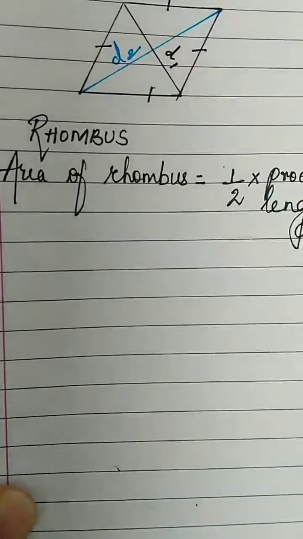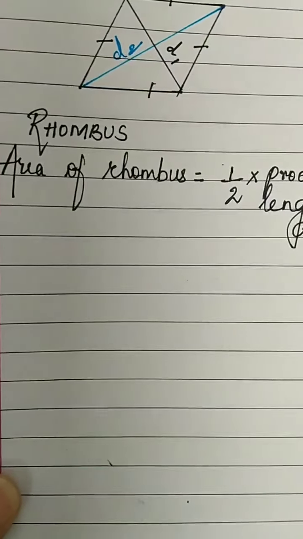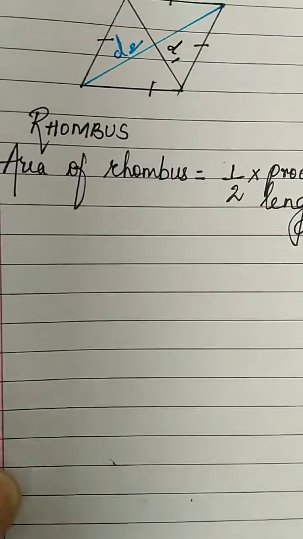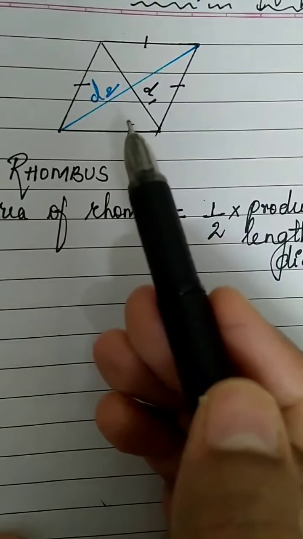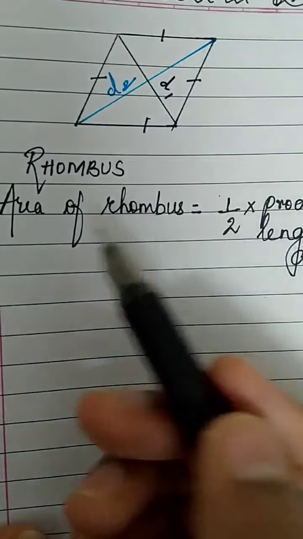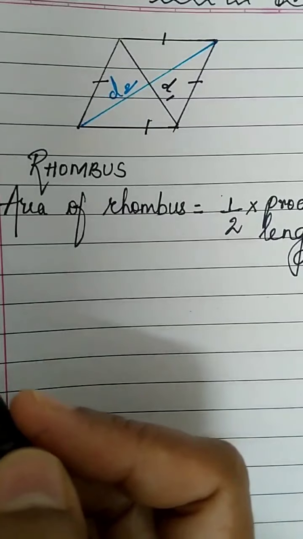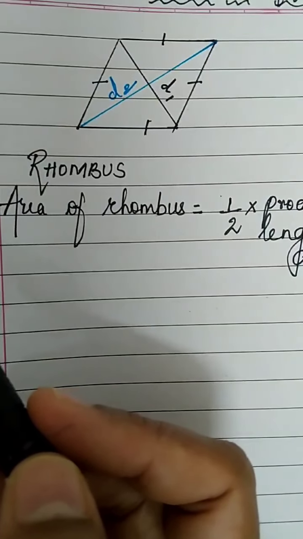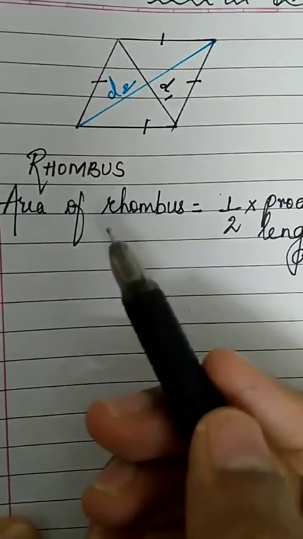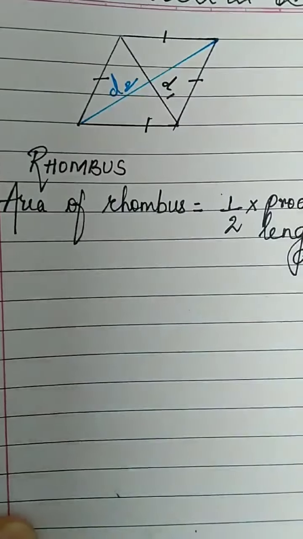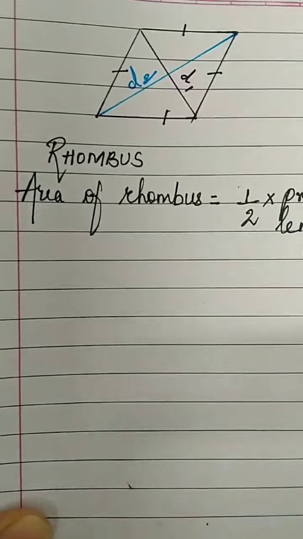Will you remember the formula? Say it in your mind. Area of rhombus is equal to half into product of the length of diagonals. And this is for rhombus. Parallelogram, we had already covered it in the previous video. Area of parallelogram was base into height. Here this is rhombus. So once you get the formula, we can start with practice set 15.2.